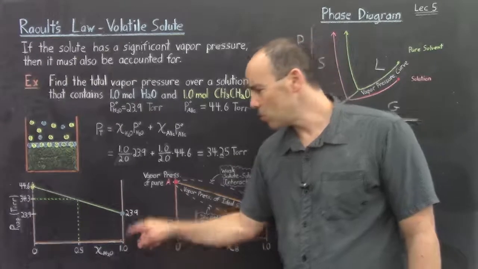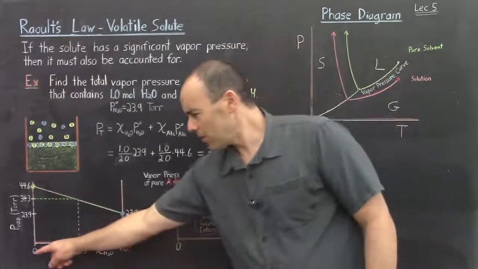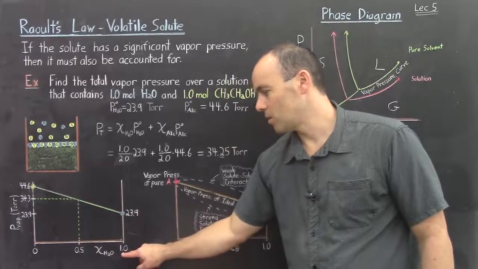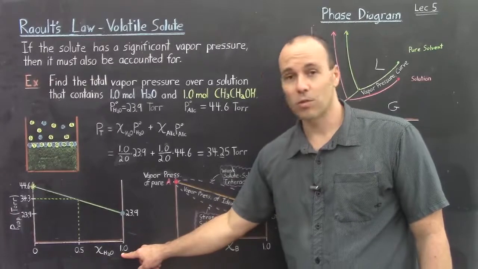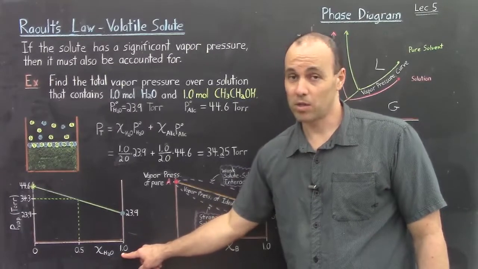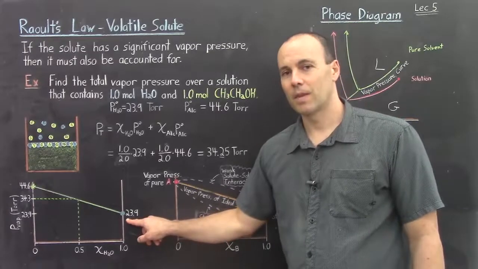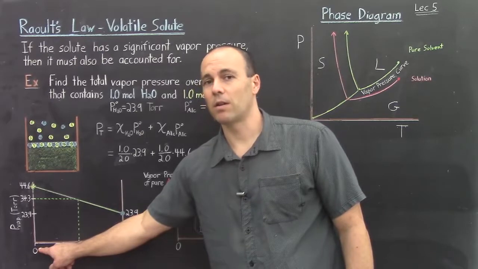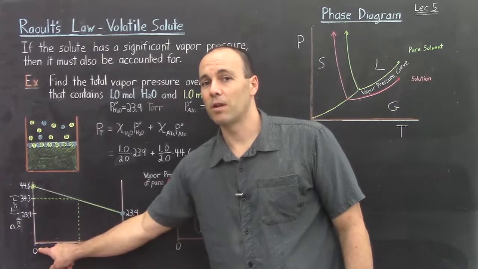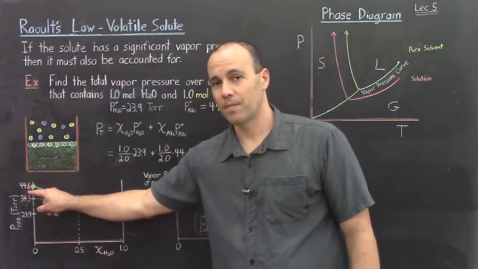Now, I've drawn two y-axes here for convenience. If the mole fraction of water is 1, then the pressure over the liquid, which is pure water in this case, will be 23.9 torr. And if the mole fraction of water is 0, then we have pure alcohol, and the vapor pressure of the pure alcohol is 44.6 torr.